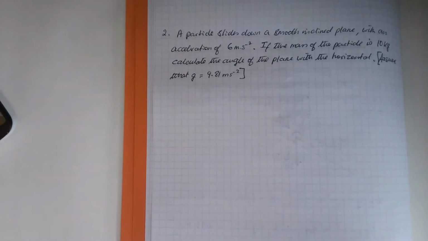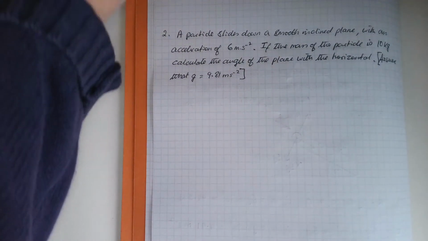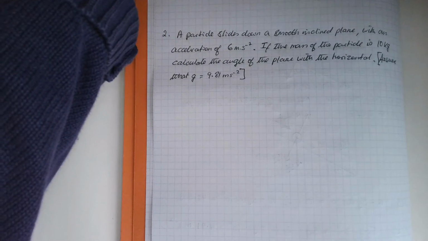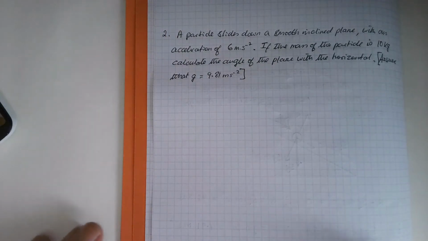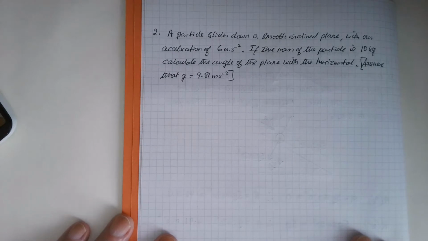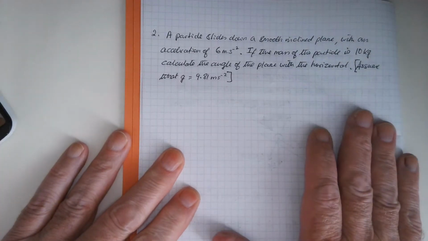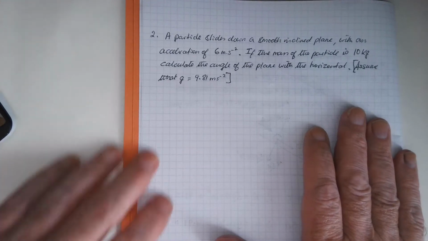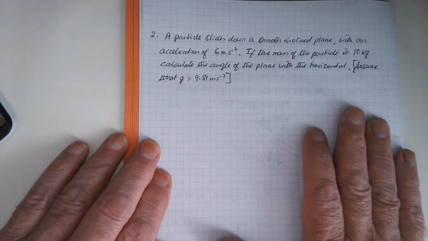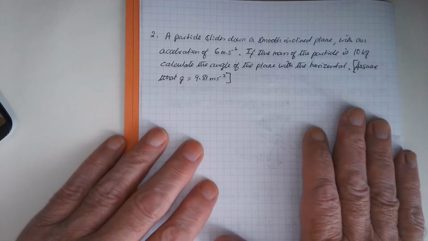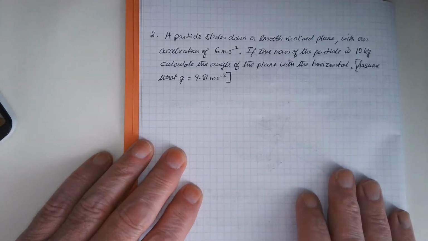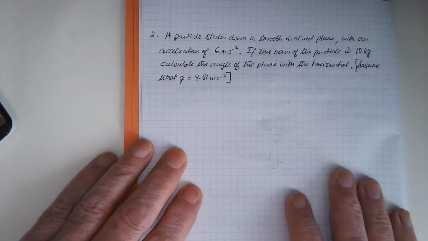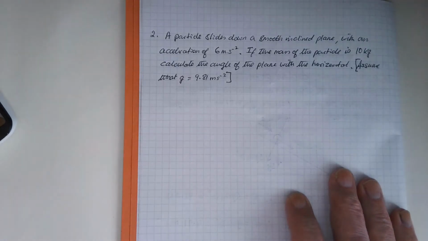Okay, here's another question, and it's a very simple one, but it's just to try out some of the ideas that we've got. Right, a particle slides down a smooth inclined plane with an acceleration of 6 meters per second squared. If the mass of the particle is 10 kilograms, calculate the angle of the plane with the horizontal. Assume that g, acceleration due to gravity, is 9.81.